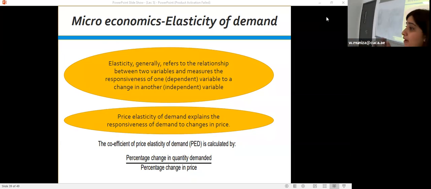How the demand of the goods and services is affected by the prices of the goods or services.